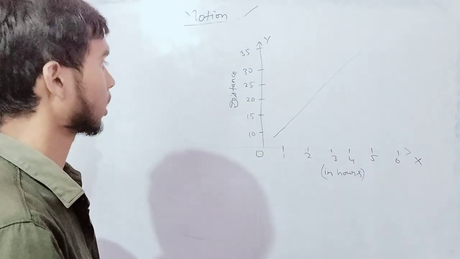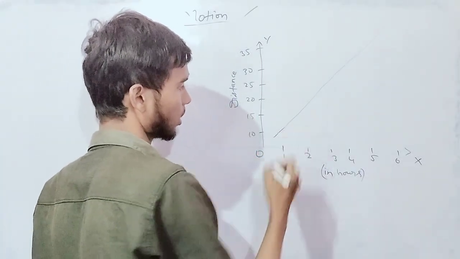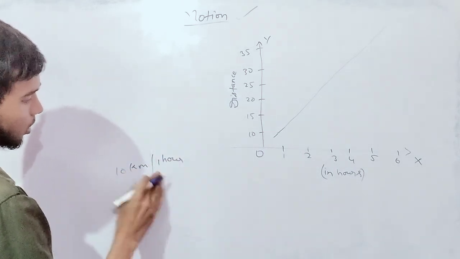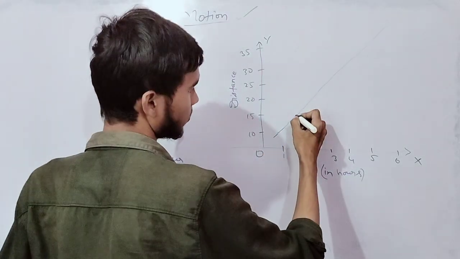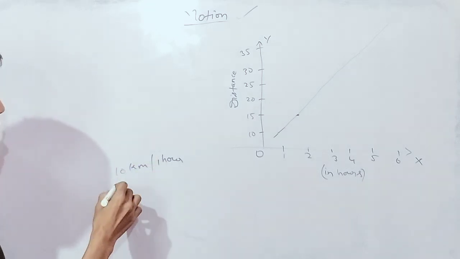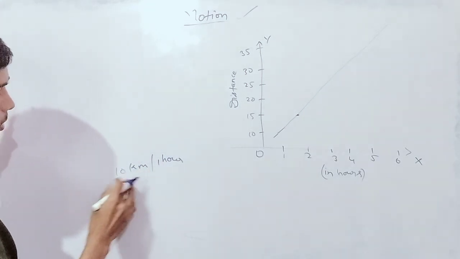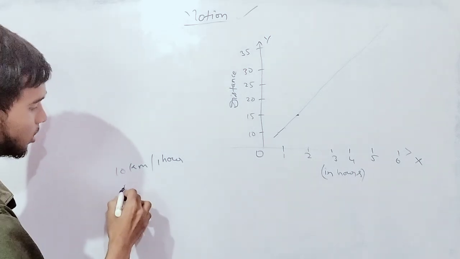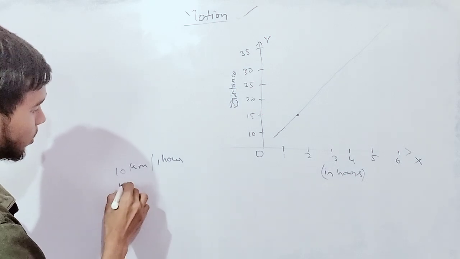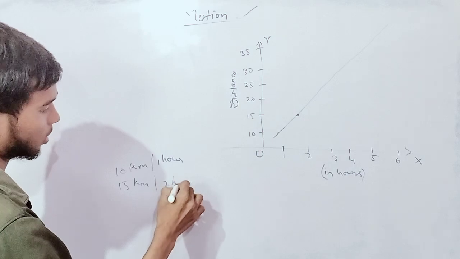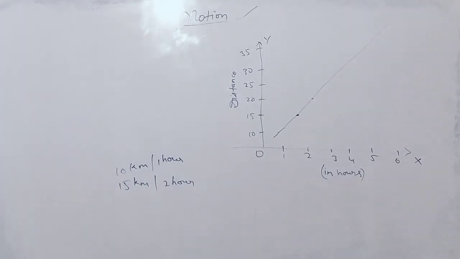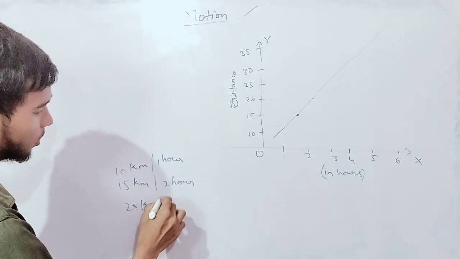Here you can see, it is here. Now within 1 hour, 10 kilometer per hour. And now it is here. Within here again 5 kilometer. 15 kilometer within 2 hours. Again here, 20 kilometer within 3 hours.